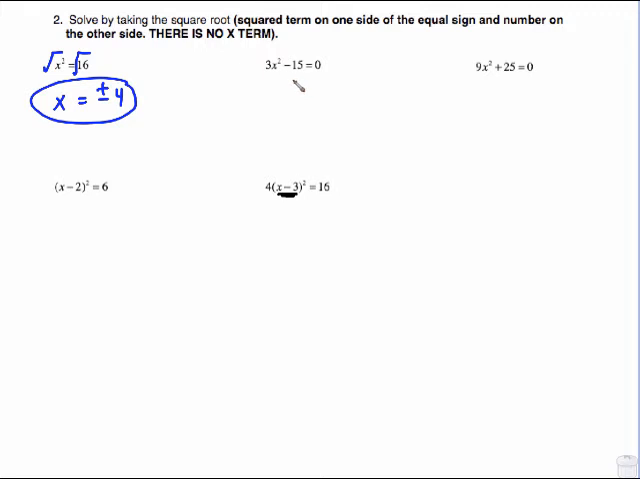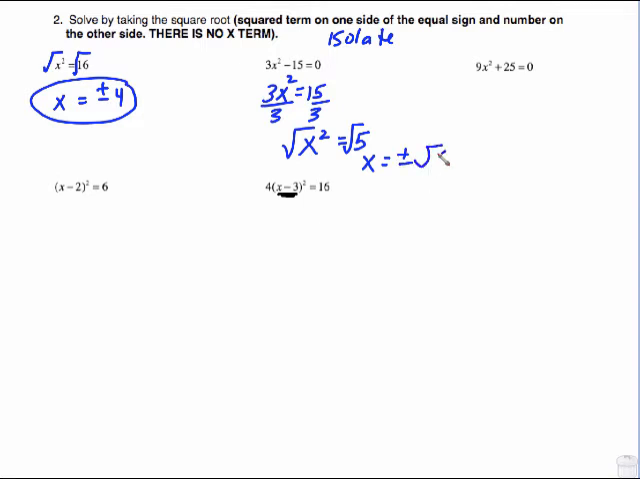Here I have to do a little bit of working. I call this isolate. You'll hear that a lot in this class from me. You've got to isolate the squared before you take the square root. So add 15 to both sides. Still don't have the squared isolated. Divide both sides by 3. And now we have x squared equals 5. The x squared is isolated. Now it's time to take the square root of both sides. So that's x equals plus or minus the square root of 5. There's nothing we can do with that because it's not a perfect square. It does not factor tree out.